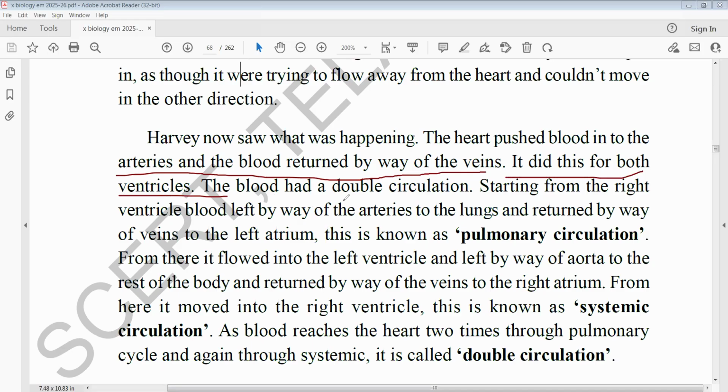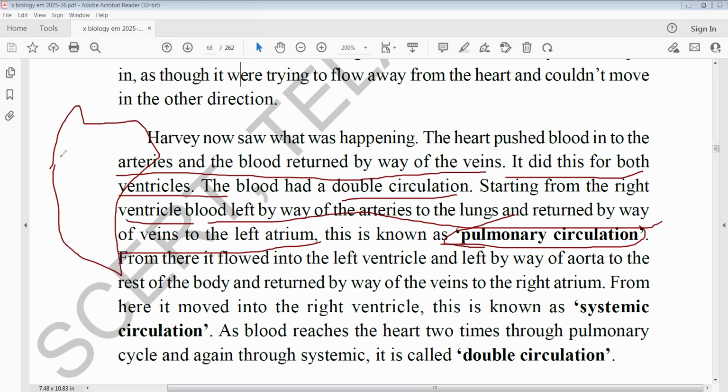The blood had double circulation, starting from the right ventricle, blood left by the arteries to the lungs, returned by way of veins to the left atrium. This is known as pulmonary circulation. So he concluded that in the human heart there is double circulation.